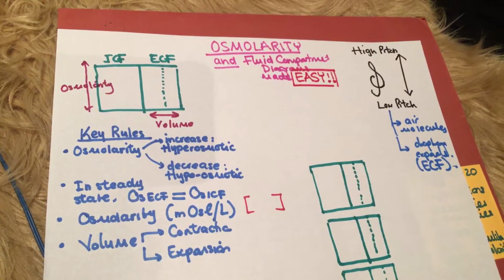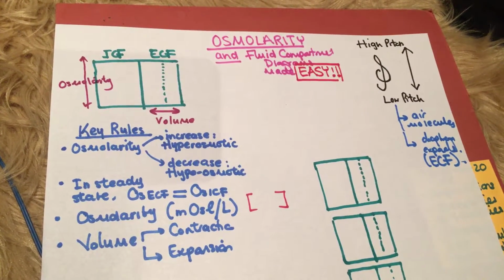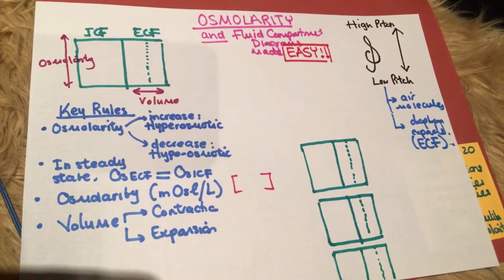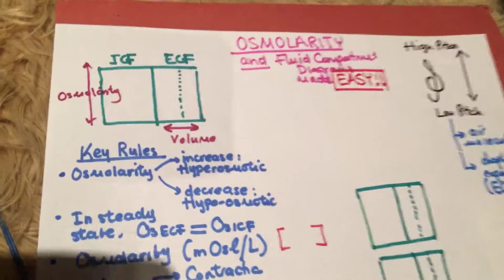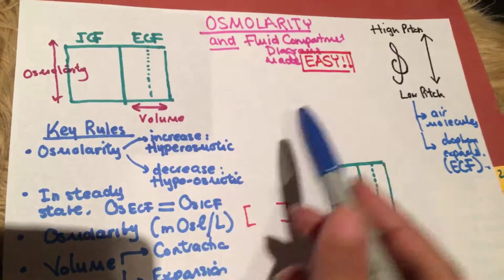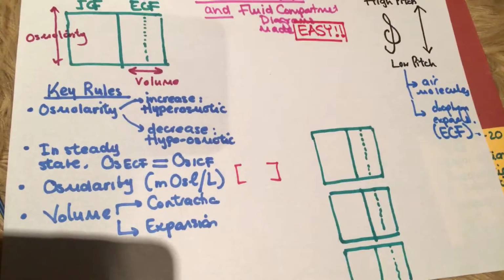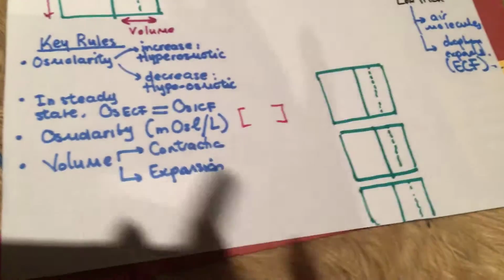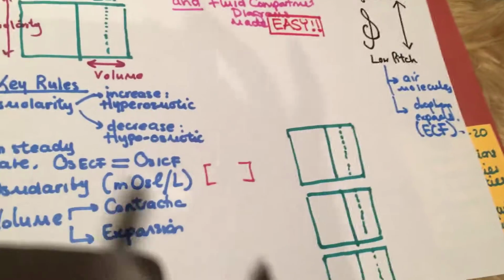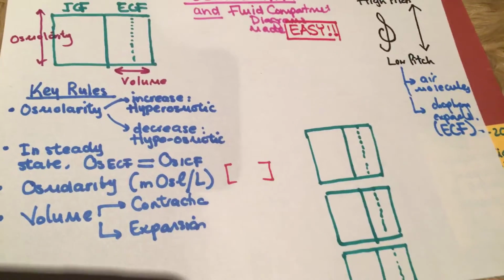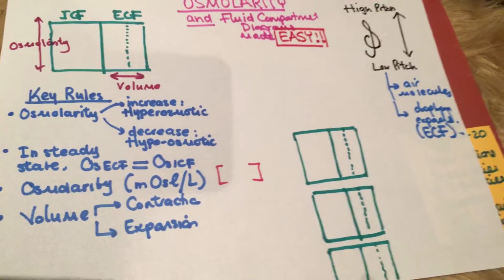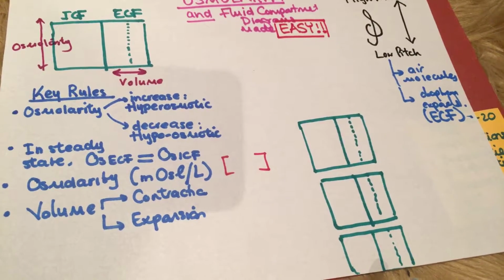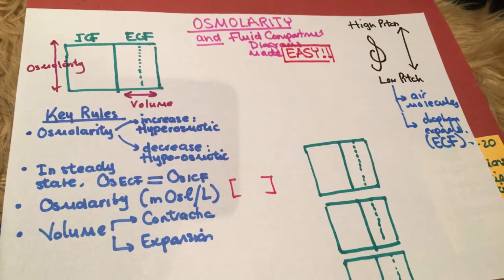Okay, let's talk about osmolarity. So, osmolarity again was the number of osmotically active substances within a fluid. And let's talk about this little chart and what it shows and how we can use it to indicate osmolarity and volume. Now, osmolarity, remember, was determined by the number of osmotically active substances within a fluid. Now, whether there's increased osmolarity or decreased osmolarity, it depends on different things.